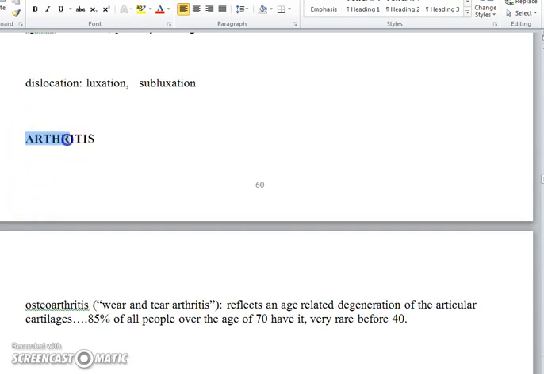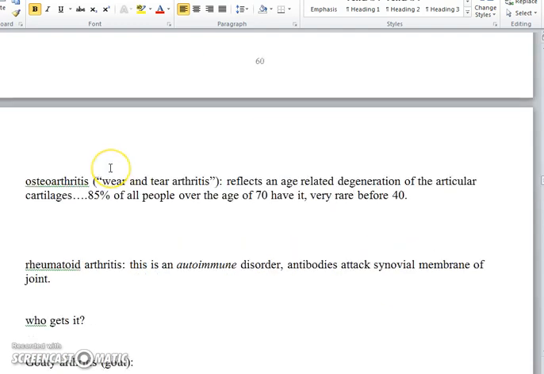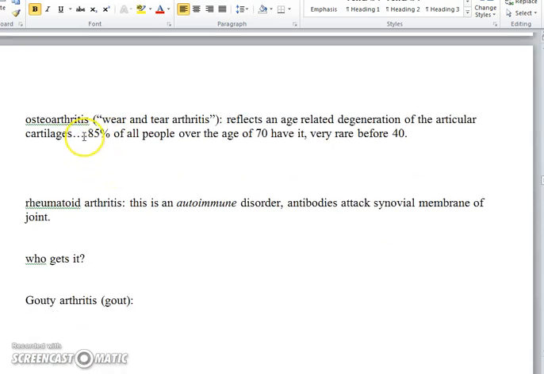For arthr-, joint, -itis, inflammation. They're not all inflammatory, but okay. So anyway, this one, osteoarthritis. They're osteo for bone, so it's going to involve bone. Sometimes they call it wear and tear arthritis. So just read it here.